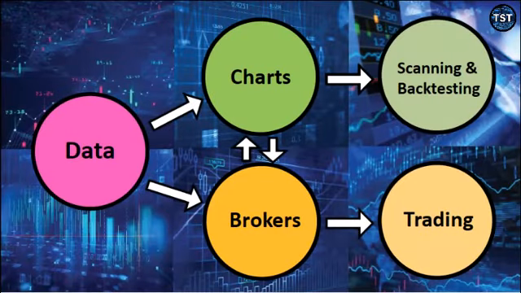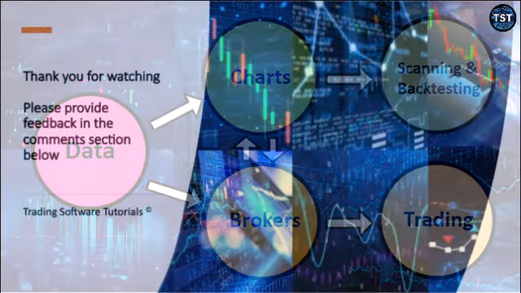In this overview, we've had a brief look at the three categories of trading software: data, charts, and brokers. The next video in the series is a more detailed overview of price data, what it is and where you can get it from. You'll find a link to that video in the description below.